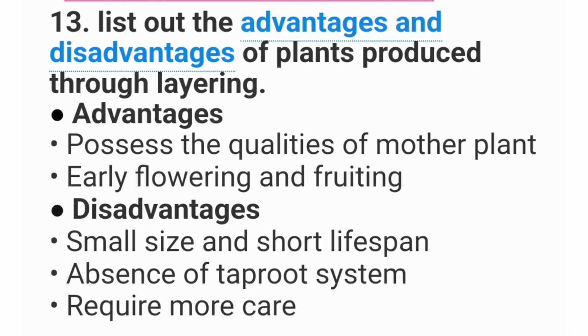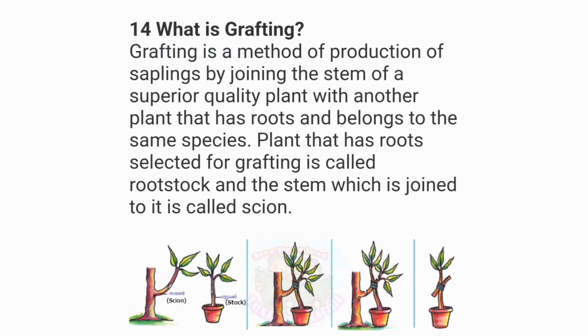Question number 13. List out the advantages and disadvantages of plants produced through layering. Advantages: possess the qualities of mother plants, yearly flowering and fruiting. Disadvantages: small size and short lifespan, absence of taproot system, require more care. Question number 14. What is grafting?